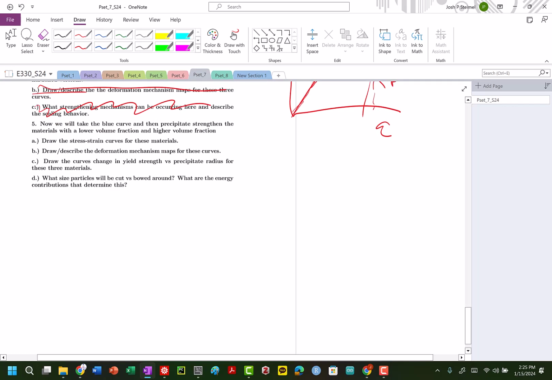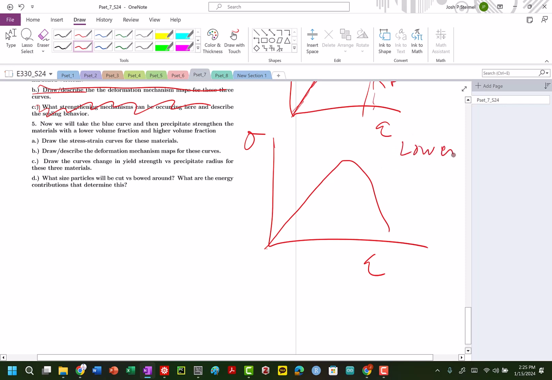Then we're going to precipitate strengthen the materials with a lower volume fraction and a higher volume fraction. So now, again, stress strain. If this is my blue curve, it looks something like this. Now if I do a lower volume fraction of precipitate strengthening, it's going to look like this. It's typically going to have maybe a slightly different slope, and then lower yield strength, and it may have a little bit more ductility. Higher precipitate strengthening can have a slightly higher Young's modulus, and then higher yield strength for sure, and then a drop down, a little bit of a loss in ductility.